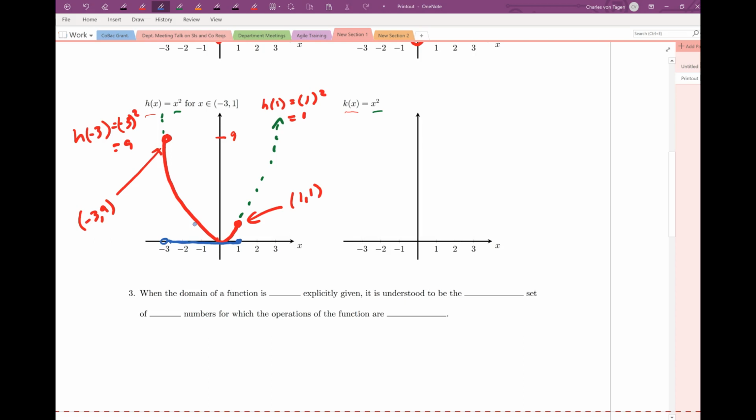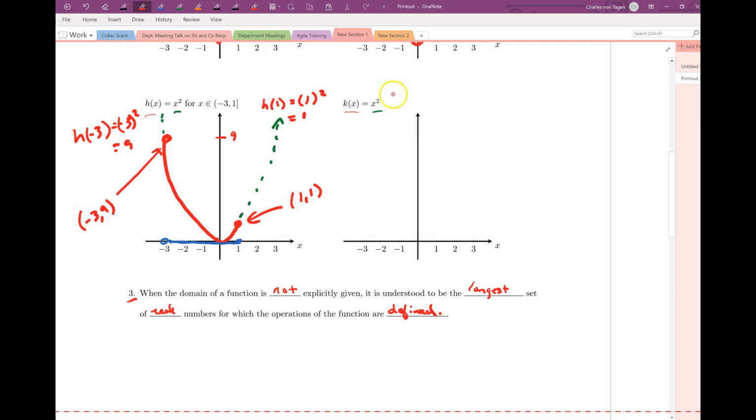So the last one we have to do is the function k of x is equal to x squared, and this is what I want to hone in on today. In this case, I did not specify what the domain of this function was. Going forward, we're just going to take it as a matter of convention. When we don't specify what the domain of a function is, we take it to be the largest set of real numbers for which the function is defined. In fact, we can say that right here in point number 3. When the domain of a function is not explicitly given, it is understood to be the largest set of real numbers for which the operations of the function are defined.